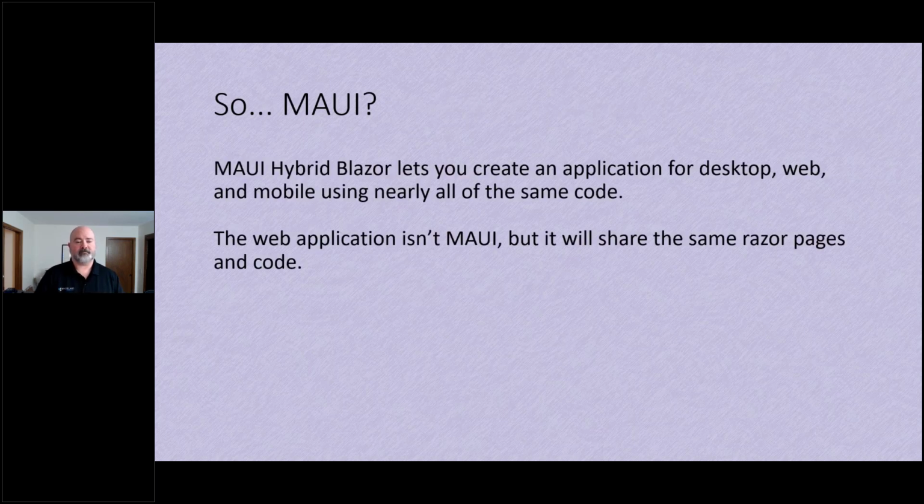So, MAUI. Well, MAUI Hybrid Blazor lets you create an application for desktop and mobile using all the same code. You can also use web with it. It's not specifically a MAUI project at that point, but you're getting to share the same code. So you can have all the same Razor pages and all the backend services. It's basically just a different host for it.